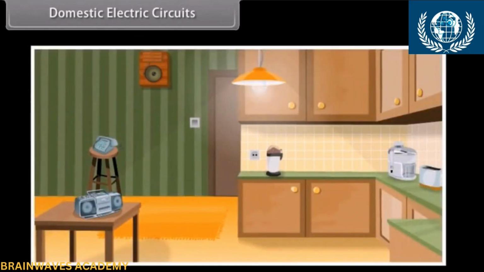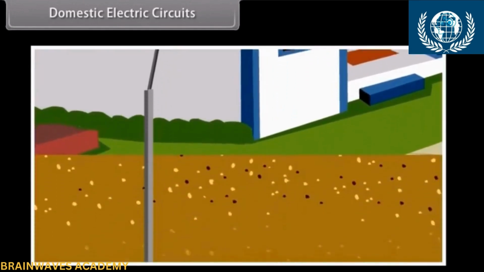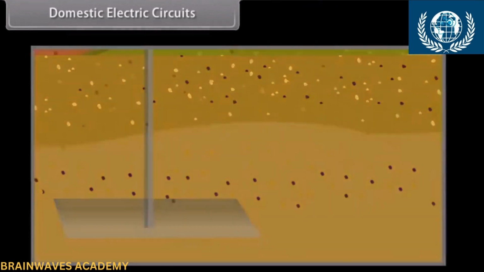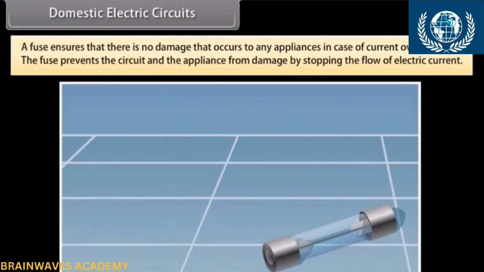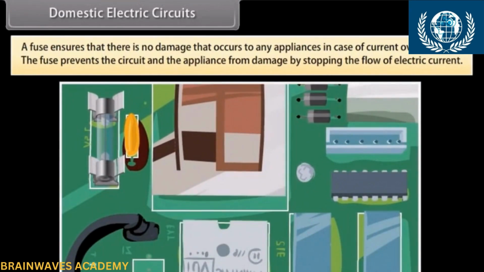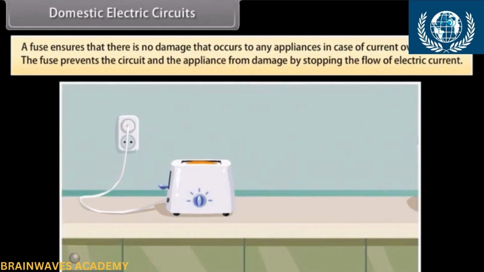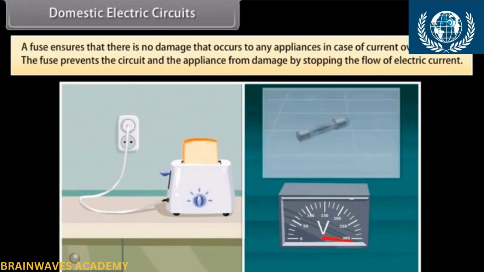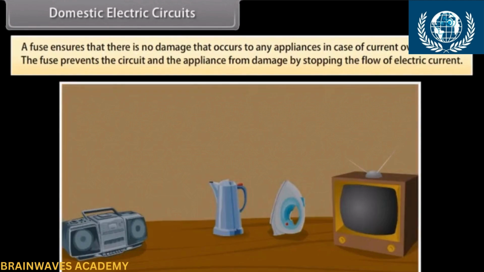There are different circuits used for different appliances being used in the house. The earth wire is connected to a metal plate deep into the earth to avoid receiving any severe shock in case of any leakage of current while using the appliances. A fuse is an important part of all circuits. It ensures that there is no damage to any appliances in case of current overloading. Overloading occurs when the live wire and the neutral wire come in contact with each other or there is a rise in the supply voltage. In this case, the fuse prevents the circuit and the appliance from damage by stopping the flow of electric current.